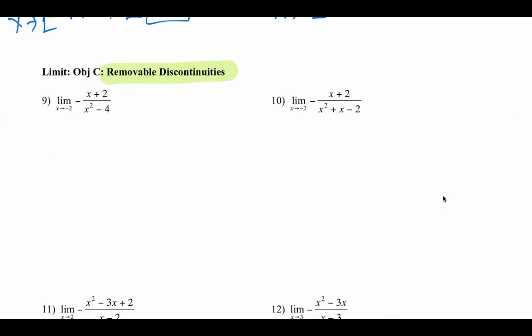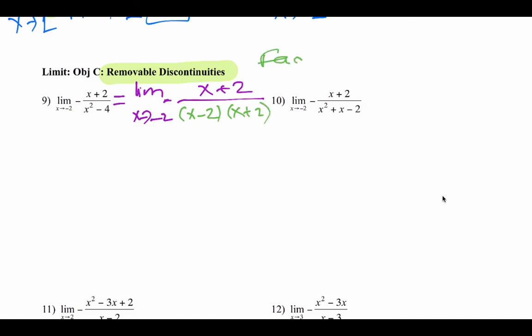Okay. All right, so removable discontinuity, if some of you may remember, some may not, what I need to do is factor out anything that I can factor. So the top, I cannot factor, so just x plus 2. But on the denominator, look at this one. I have x squared minus 4. That would be x minus 2, x plus 2. So this involves your factoring method. So what you really do is you're going to factor out one of the expressions.